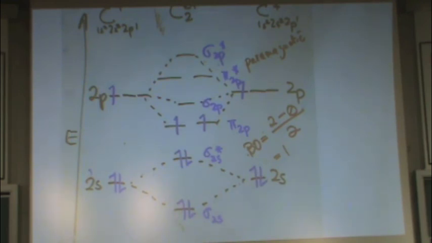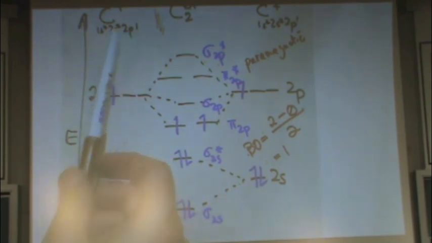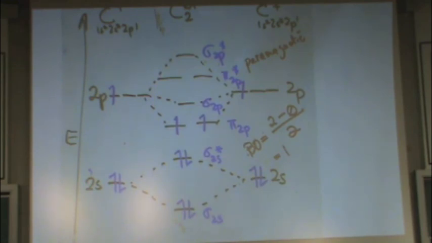Question. Yeah. Why is the electron configuration 2p1 and not 2p2? Why is it 2p1? Because it's carbon plus 1. Okay. So that'd be like boron. Thank you. Yeah. So that's why it's only 1. Normal neutral carbon would be 2p2.